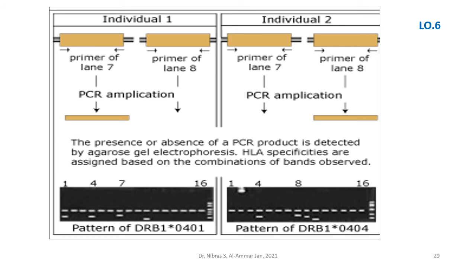For example, here, individual 1 and individual 2, the primer for lane 7 and the primer for lane 8. After PCR amplification for the two individuals, the presence or absence of a PCR product is detected by agarose gel electrophoresis. HLA specificities are assigned based on the combination of bands observed. Here, in individual 1, the pattern is DRB1*0401, while in individual 2, the pattern is DRB1*0404.